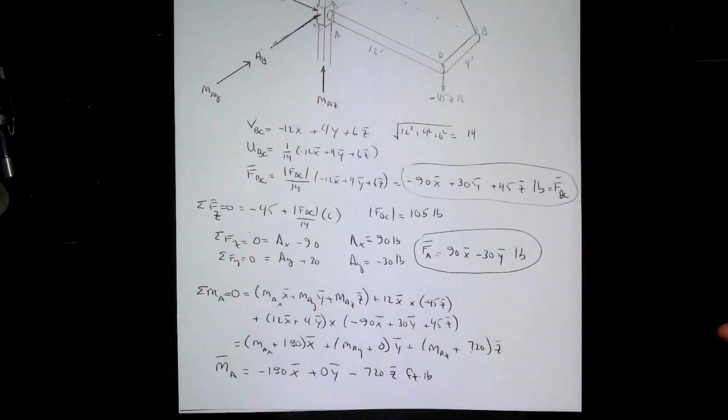All right. So now we know that, so we have FBC. Sticking this up here, I have 105 over 14. If I stick all that in, if I put 105 in here, that works out to be minus 90x plus 30y plus 45z. And that's all in pounds. So I have the FBC vector right here.